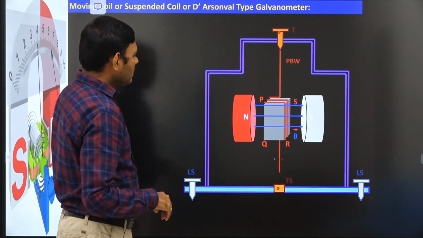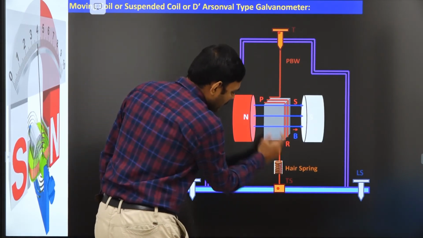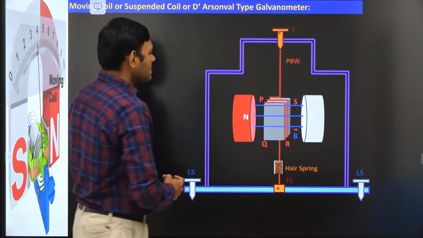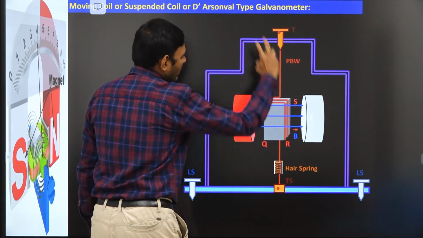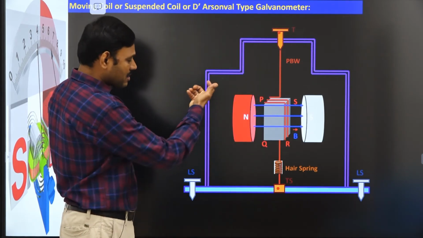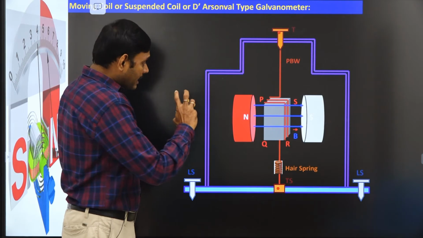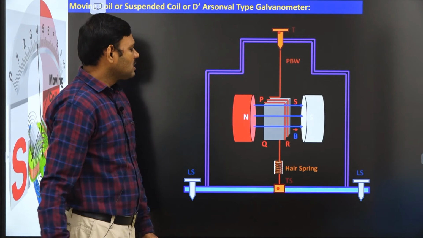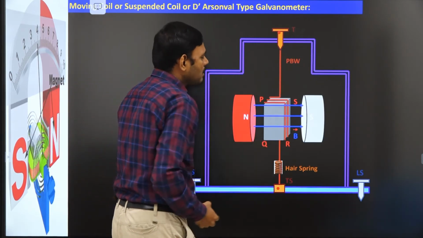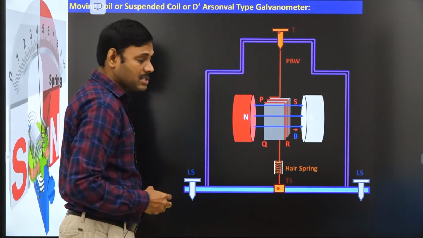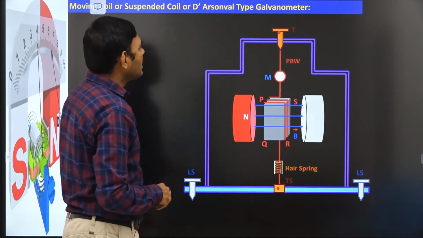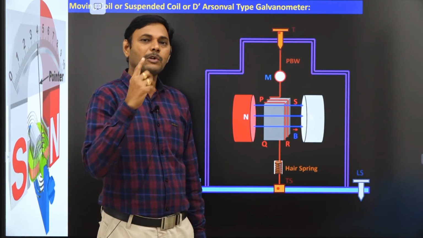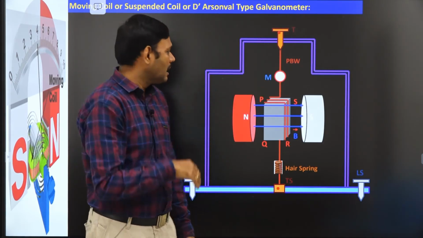Here this is a spring. In that video I showed a spring. Now we use the same spring here. Suppose due to the flow of current through the coil, the coil rotates, that is the deflecting torque rotates the coil, and that is opposed by the spring. The spring is attached to the coil and opposes the deflection of the coil, and here we find out the deflection either by using the needle method or by using a mirror method.